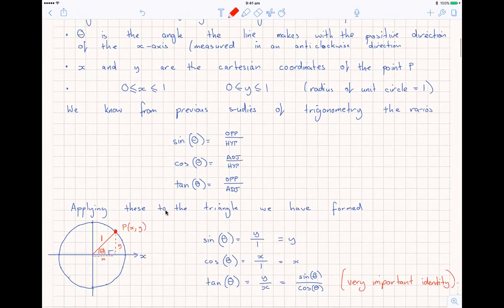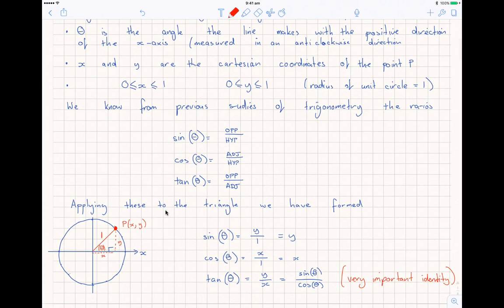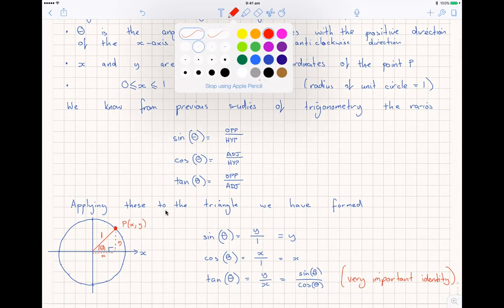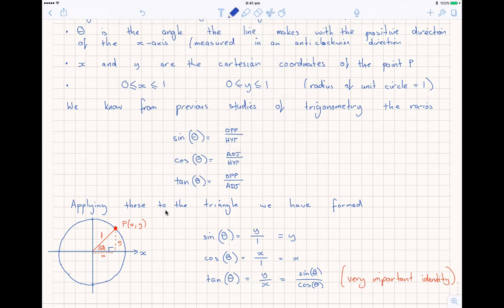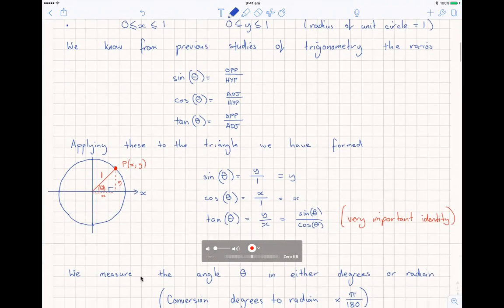So from previous studies of trigonometry, you know the ratios for sine, cos, and tan, SOHCAHTOA. I'm not going to go through them, I'm assuming that you know them pretty well. So we can apply these to the triangle that we've formed within the unit circle here.